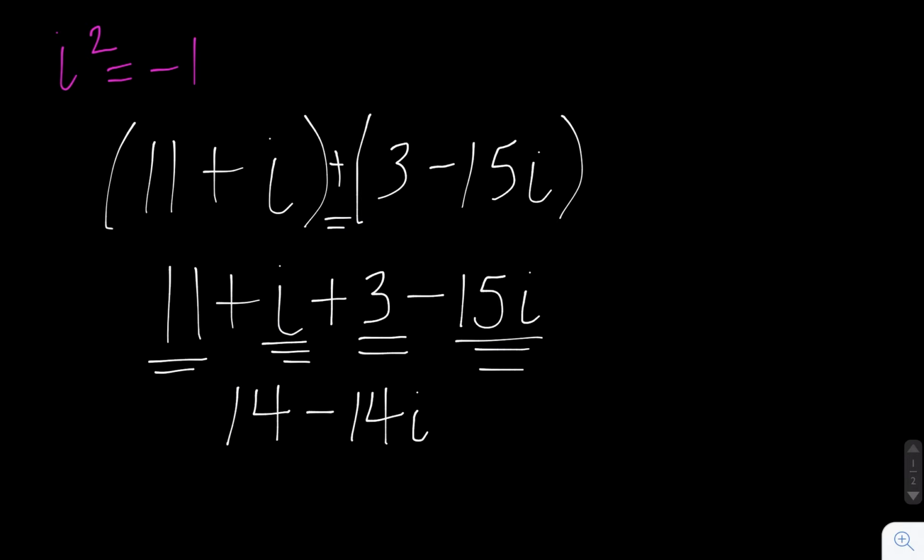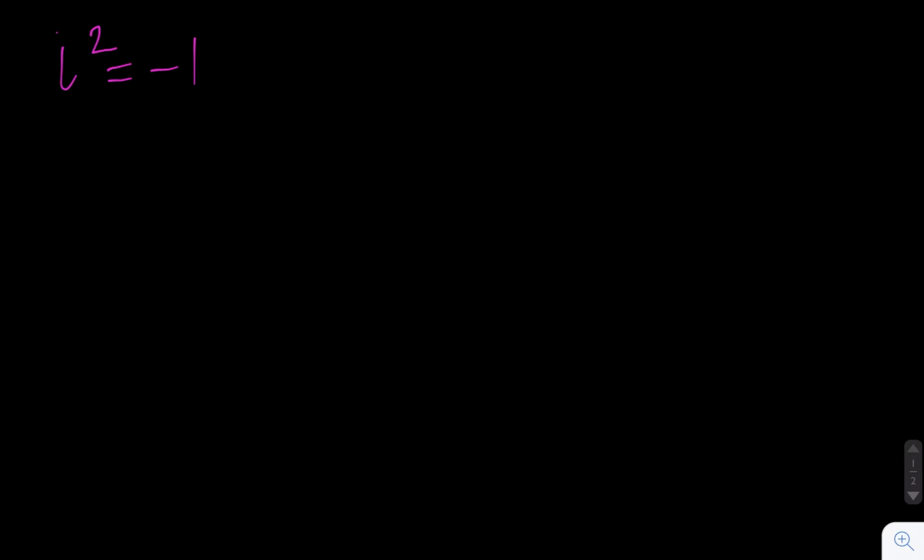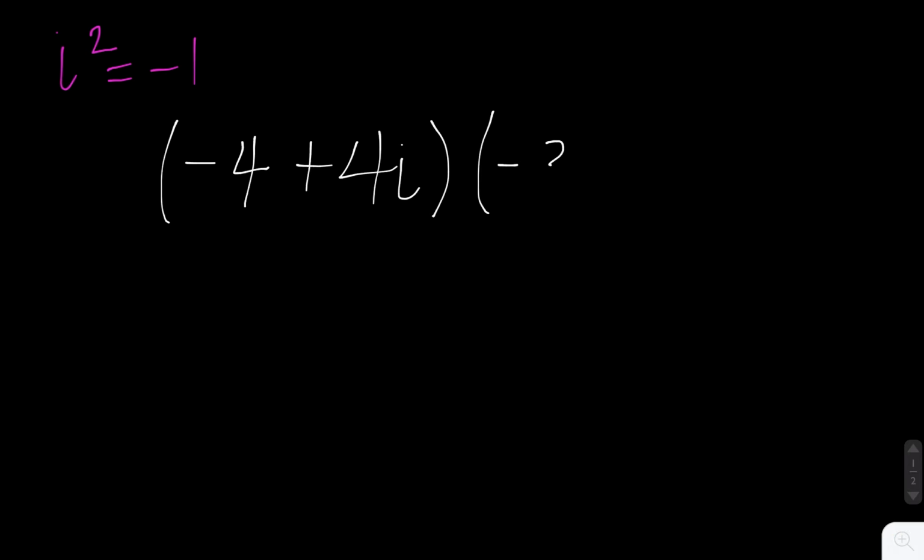Okay, let's try another one. Now in this one, we're going to actually multiply binomials with i. Okay, so let's do this one: 4 plus 4i times -3 minus 3i. So as we know, when we need to multiply binomials, that means we're going to FOIL. Okay, so what does FOIL stand for?